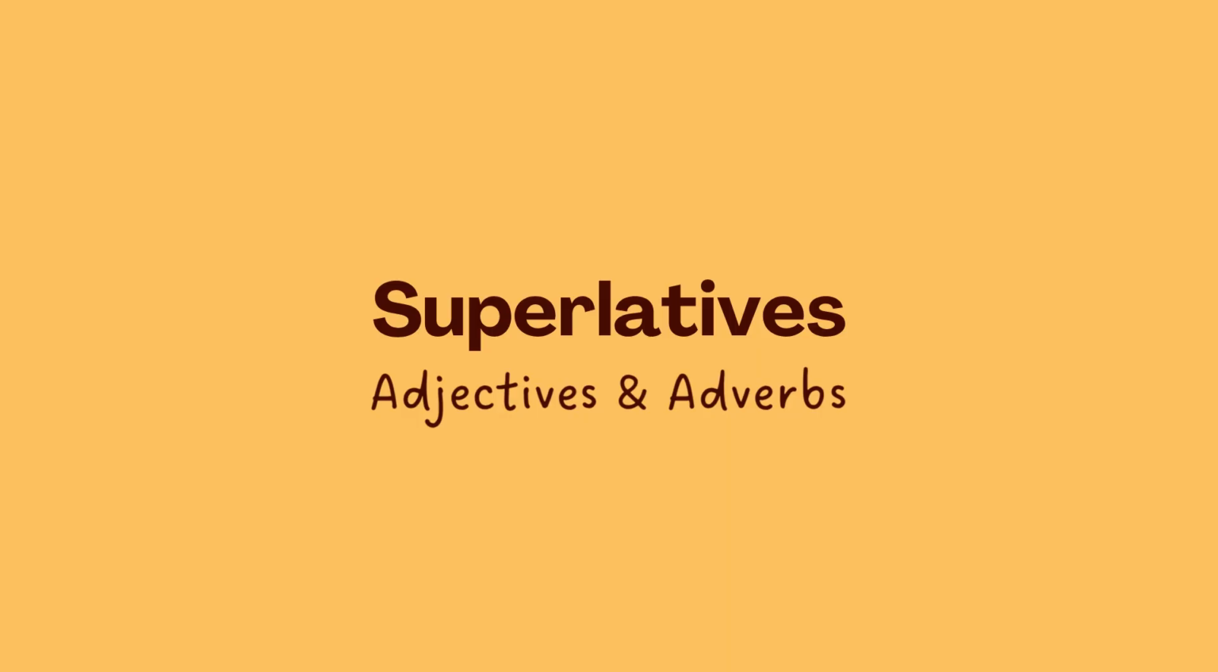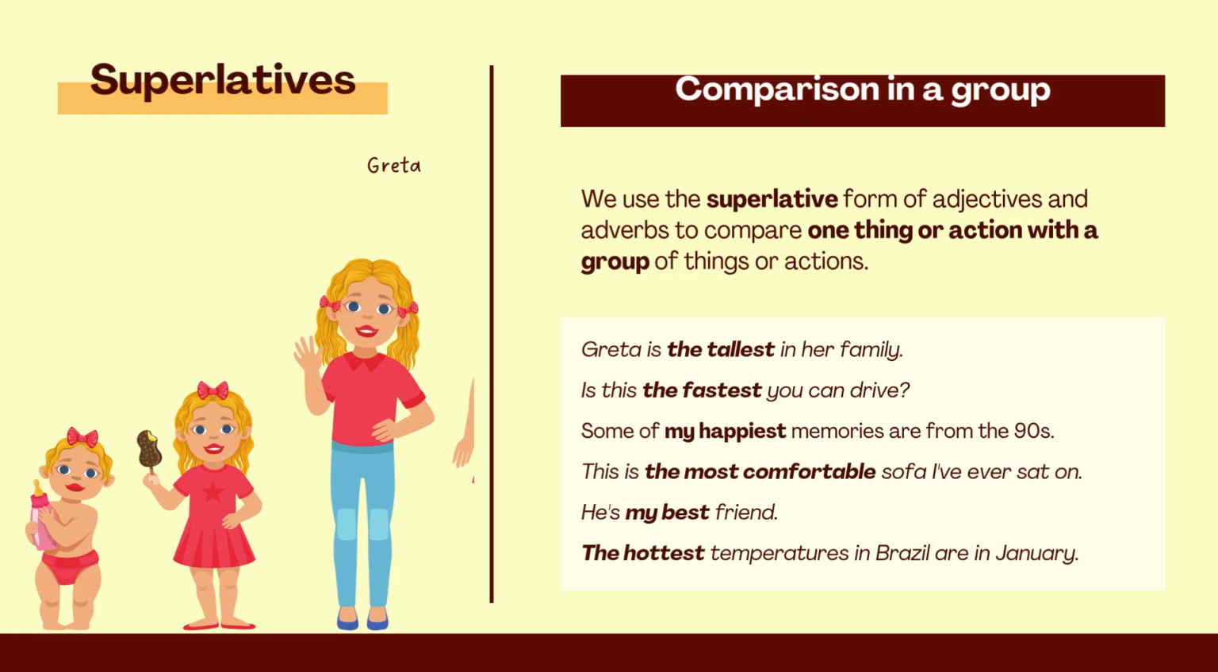Now we move on to superlatives. We use the superlative form of adjectives and adverbs to compare one thing or action with a group of things or actions. Here are examples from the slide. This is the most comfortable sofa I've ever sat on. He's my best friend. The hottest temperatures in Brazil are in January.